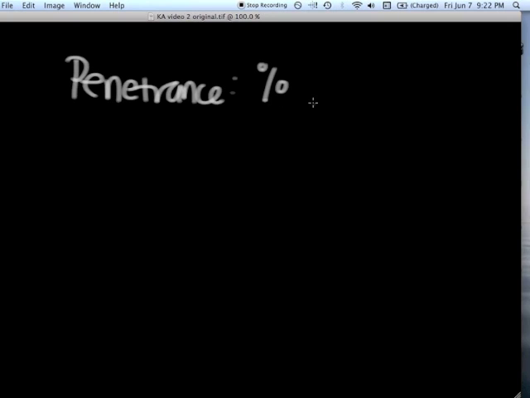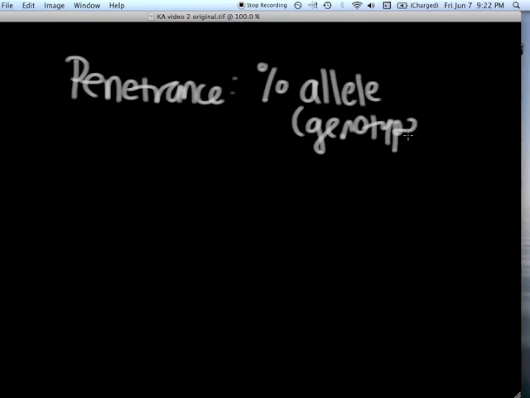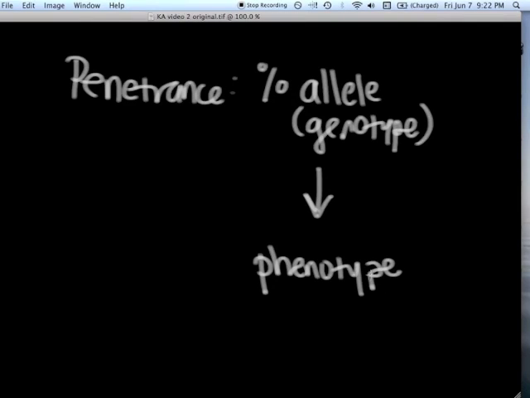Starting with penetrance. Penetrance is defined as the percentage of people with a particular allele or genotype who express the phenotype that we would expect. So this would imply that not everybody with a particular genotype will necessarily show that phenotype.